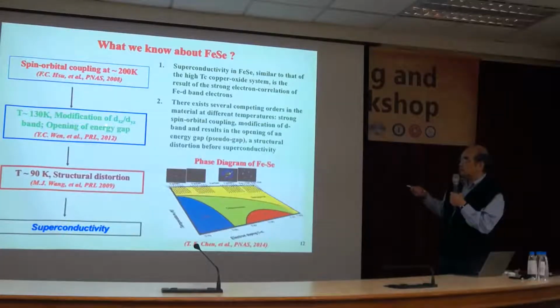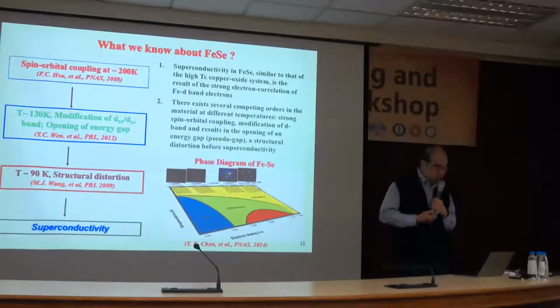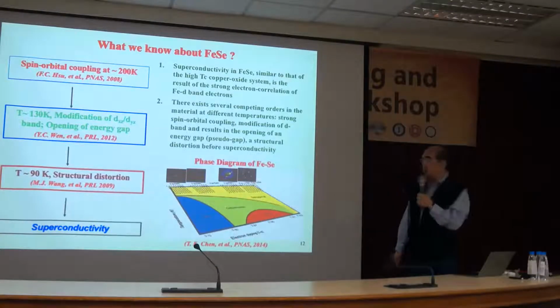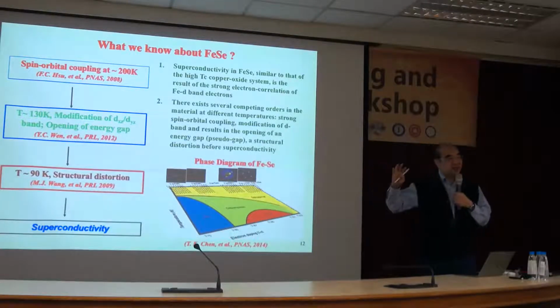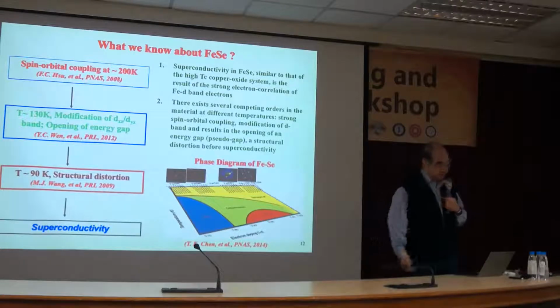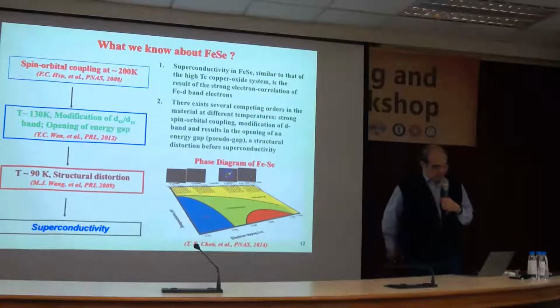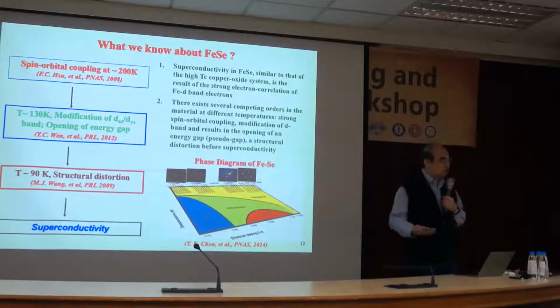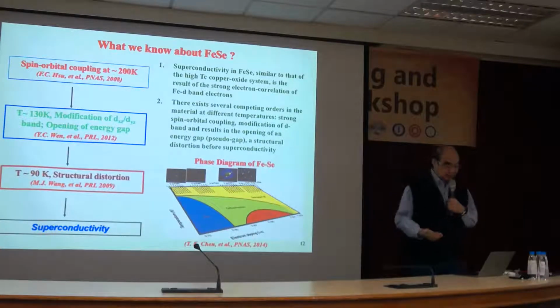For some of the work that we did ourselves, but also from the community. There is some kind of a spin orbital coupling at high temperature. Then there is a modification of the d band around 130 K, and then it opens up, and eventually leads to a structural distortion and superconductivity. Okay. So if you look at all the features that have been observed and reported, it's very similar to the cuprate system.